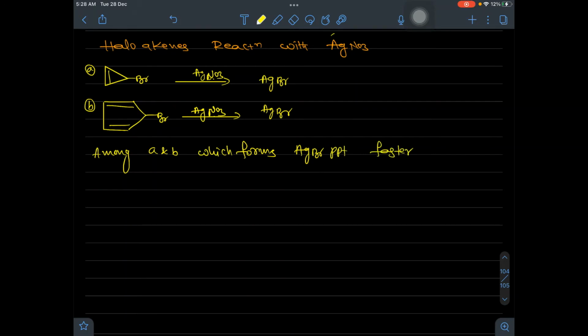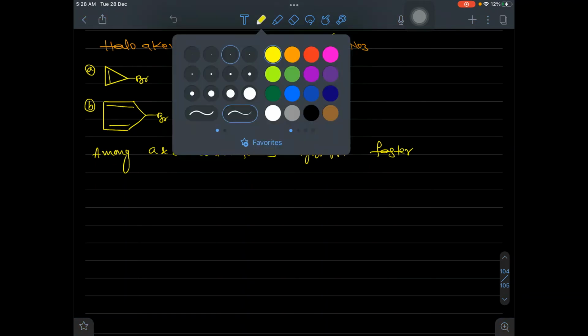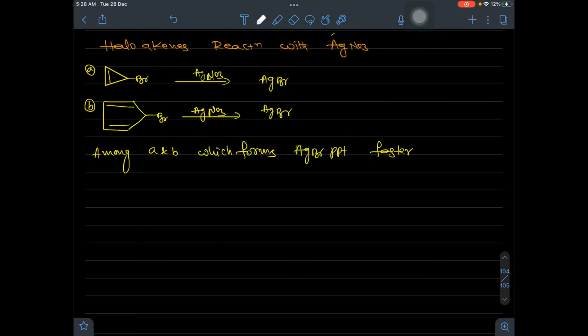This is the question. To predict this question, you should know aromaticity only. You should approach this particular question solving. During this reaction, for silver bromide precipitation formation, the bromine should come as Br minus by taking the entire sigma electrons. So when sigma electrons are given to the bromine, the charge acquired on this carbon atom is positive in both the species, right?